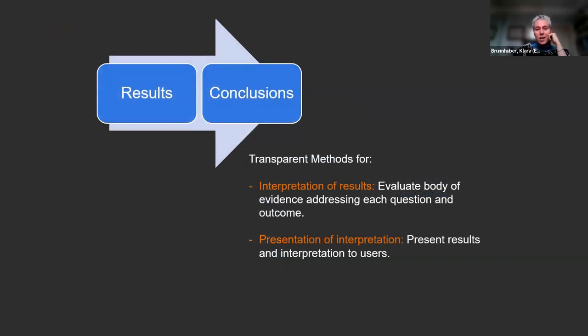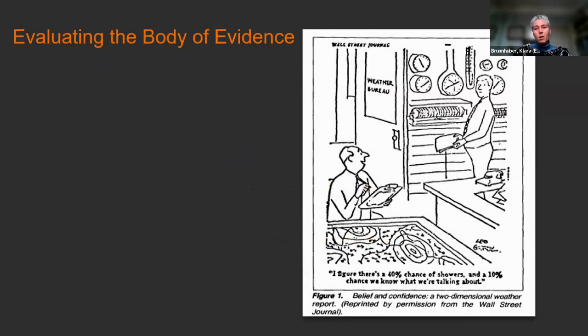So once you have conducted your analysis, you have brought together the results, but now you need to look at it. What does it mean? What do these results really mean to the users of your systematic review? So just let you quickly read this, which is a wonderful little image indicating the difference between belief and confidence. So one weatherman says, I figure there's a 40% chance of showers and a 10% chance we know what we're talking about, which indicates you need to keep these two aspects really, really separate.